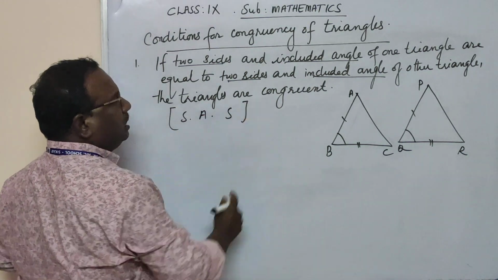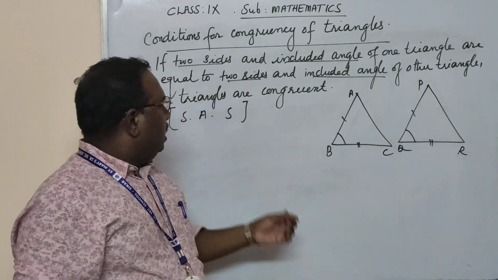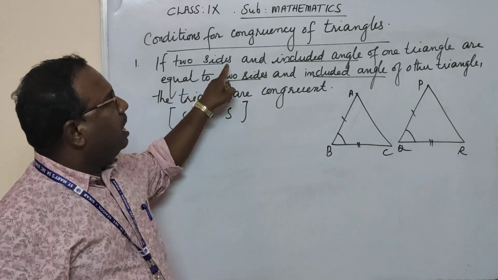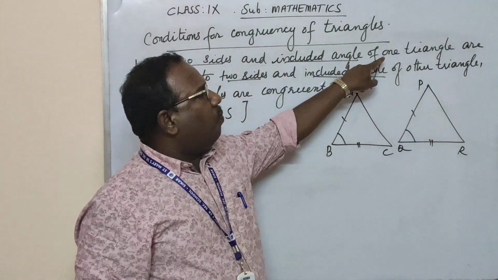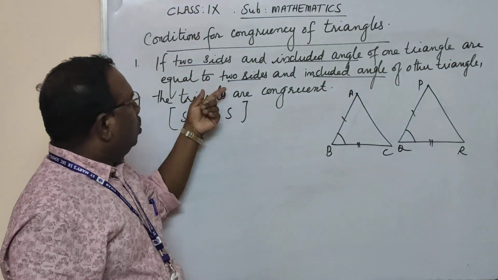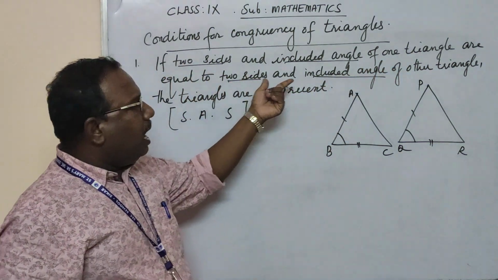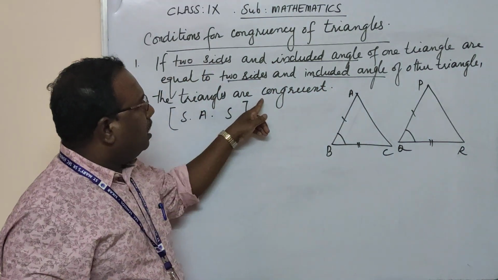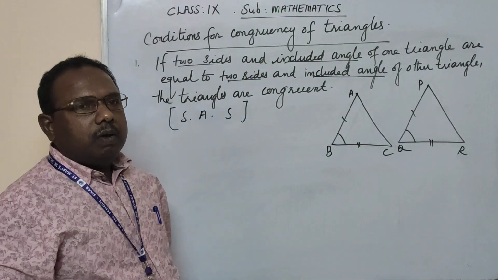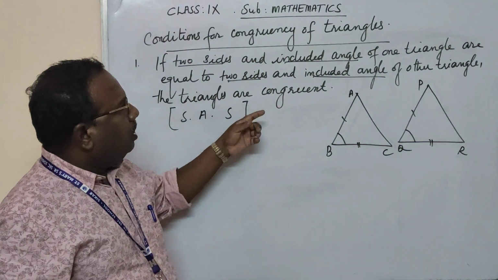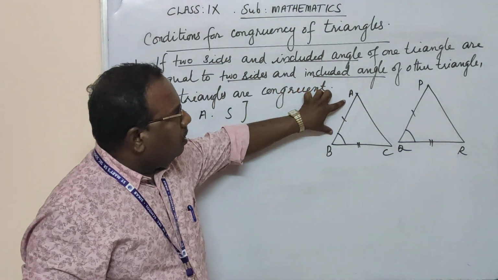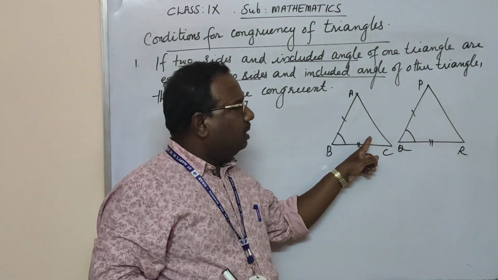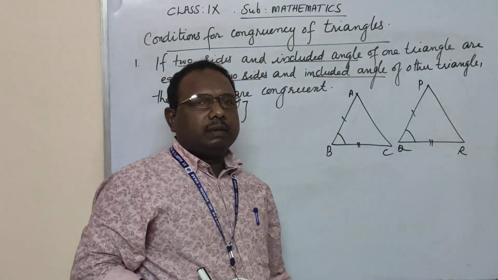This condition is abbreviated as SAS, side angle side. Two sides and included angle of one triangle are equal to two sides and included angle of the other triangle. Then the triangles are congruent triangles. And here we are given two different triangles, triangle ABC and triangle PQR.